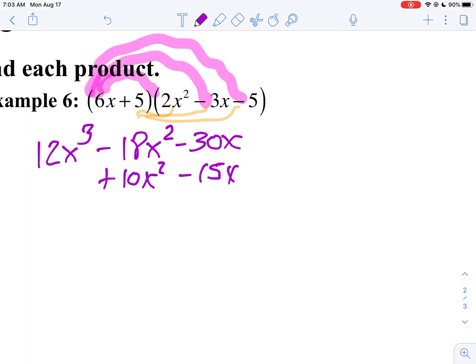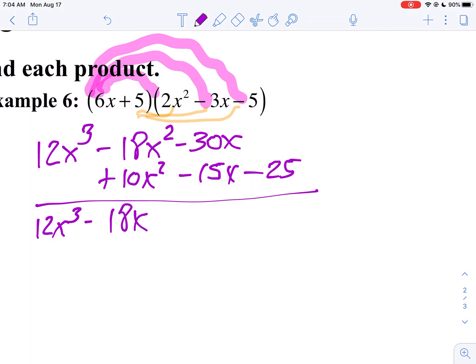I don't care if you write that in the first line or the second line. I'm going to write it in the second line, but it really has no bearing because it doesn't have any like terms. Now let's combine our like terms. 12x cubed minus 18x squared minus 45x minus 25. Not such a bad way to do that.